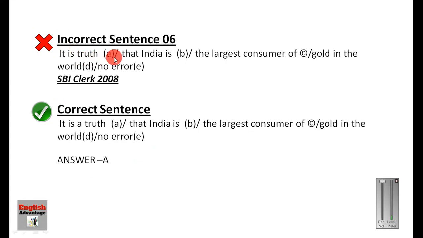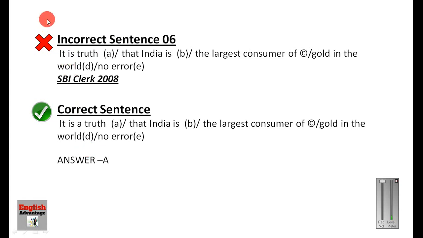Now let us see the most important incorrect sentence number 6: It is truth that India is the largest consumer of gold in the world. No error. This is a very simple looking sentence, but it is truth. Truth is a countable noun here, so we should say it is a truth. So this is the error. The error lies in part A.